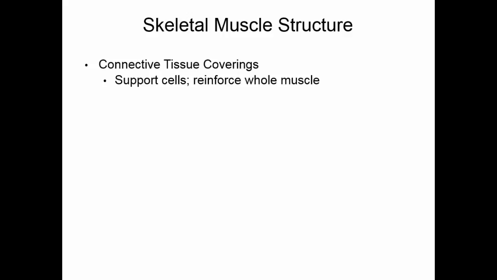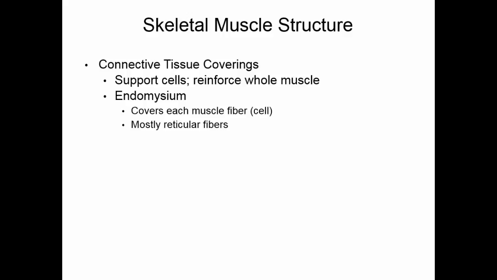Skeletal muscle has a number of connective tissue coverings to give it strength. This connective tissue helps support the cells and reinforce the muscle as a whole. The endomysium is the connective tissue that covers each individual muscle fiber or cell. This is mostly reticular fibers. The perimysium surrounds the fascicle.